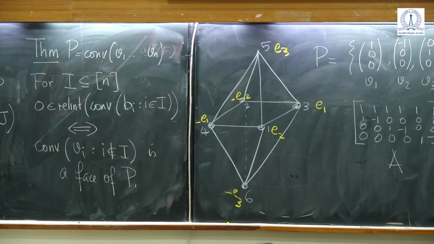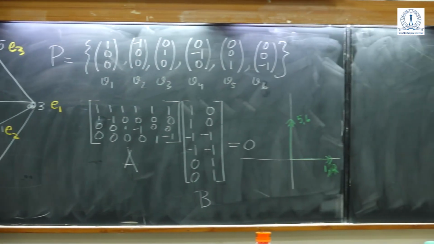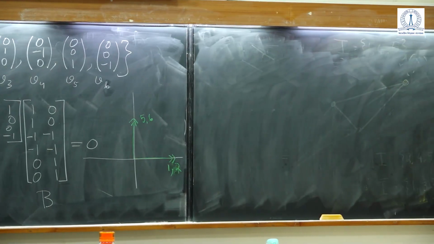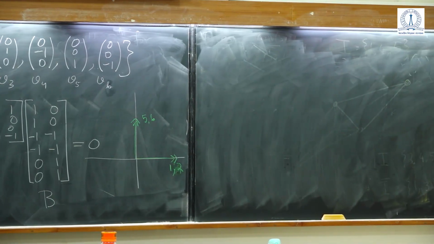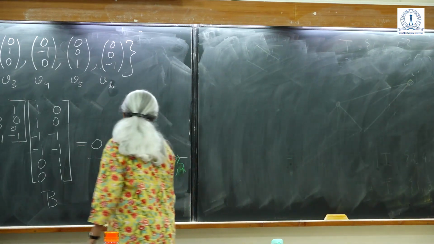So you should be able to read off all 8 facets from this picture. But the picture is not complete. Mine is not complete. Does it work out?